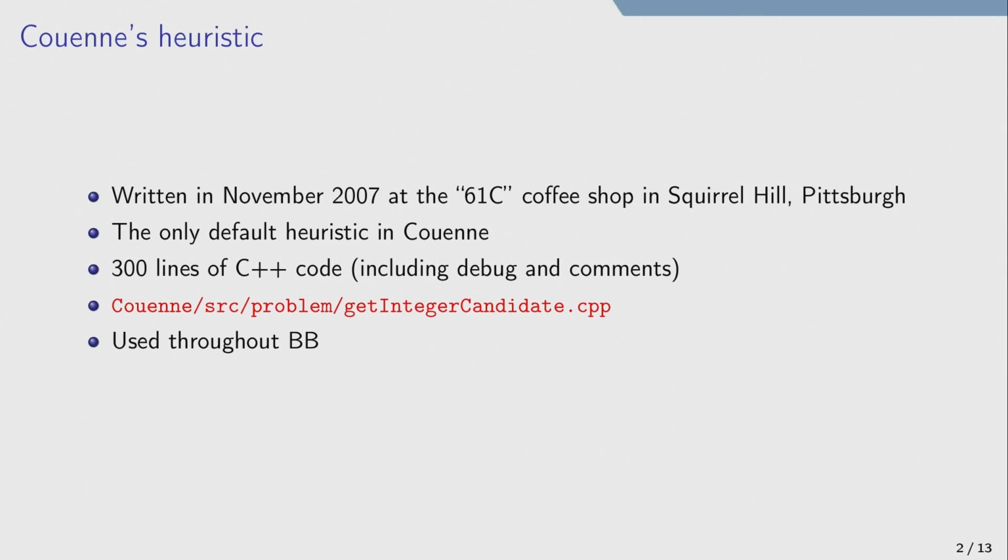Couenne's heuristic is one of the small projects that I thought was not extremely important for the performance or for publishing purposes. And it was written long ago in one night, pretty much. It's basically 300 lines of C++ code. It's the only default heuristic in Couenne.